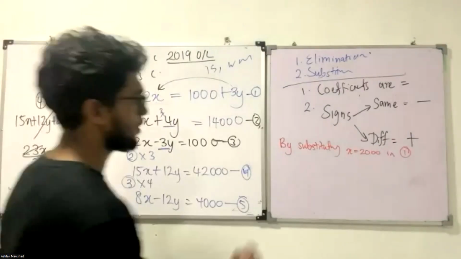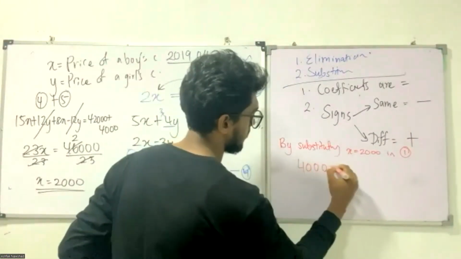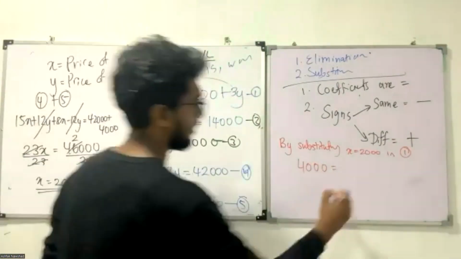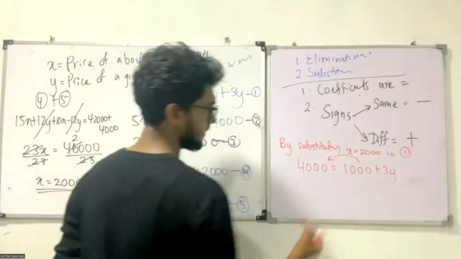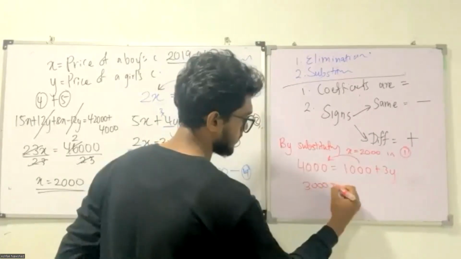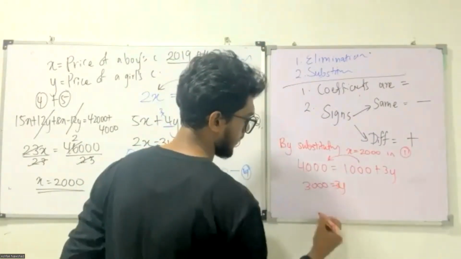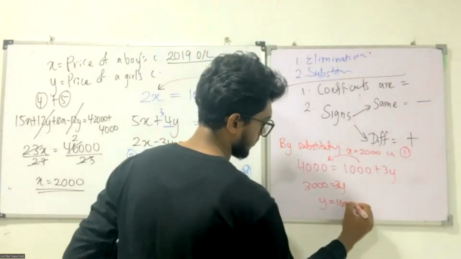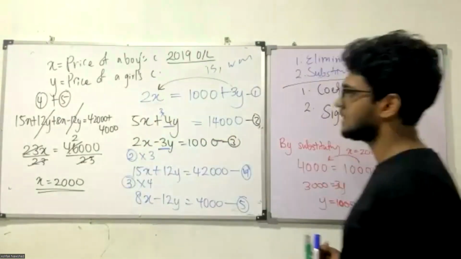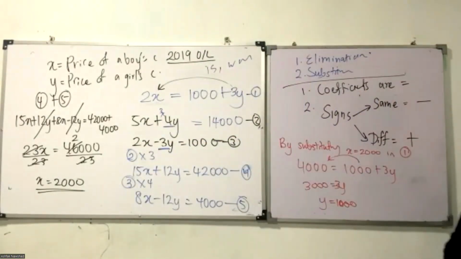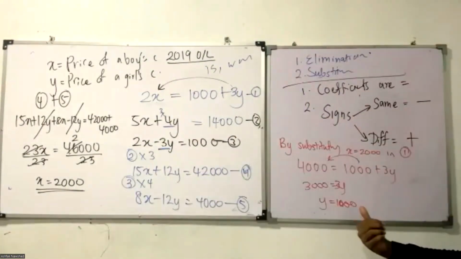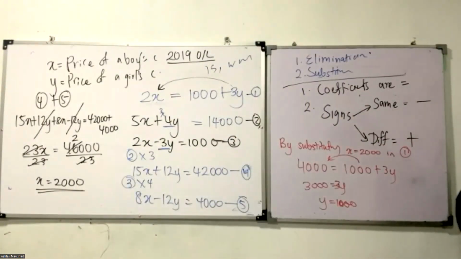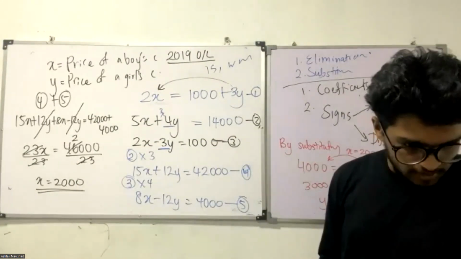What is 2x? 2x is 4,000. 4,000 is equal to 1,000 plus 3y. Take this 1,000. 3,000 is equal to 3y. Now y is 1,000. The final answer is the price of a boy's costume is 2,000 and the price of a girl's costume is 1,000. Exactly. Boy 2,000 and girl 1,000.